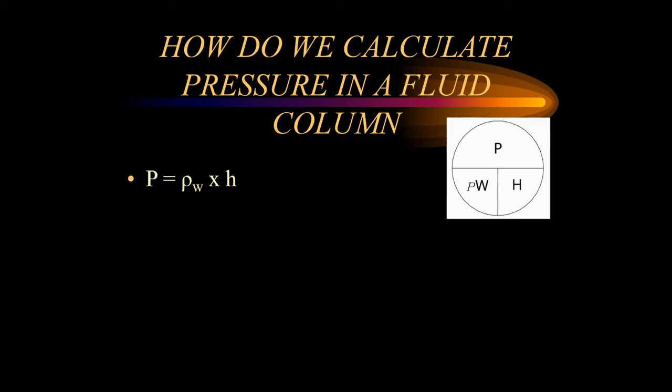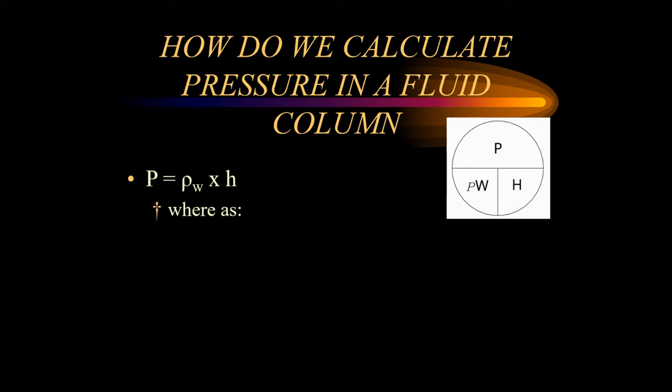Our thumb chart for this looks like this. We have P on top, our funky PW on the left, our H on the right. And remember, the funky PW and the H could be switched left to right. It really doesn't matter, because our vertical line is multiply and our horizontal line is divide. So that makes it pretty straightforward.